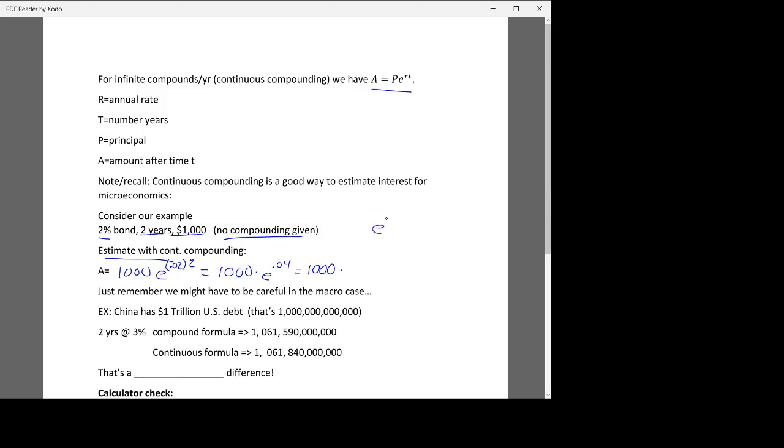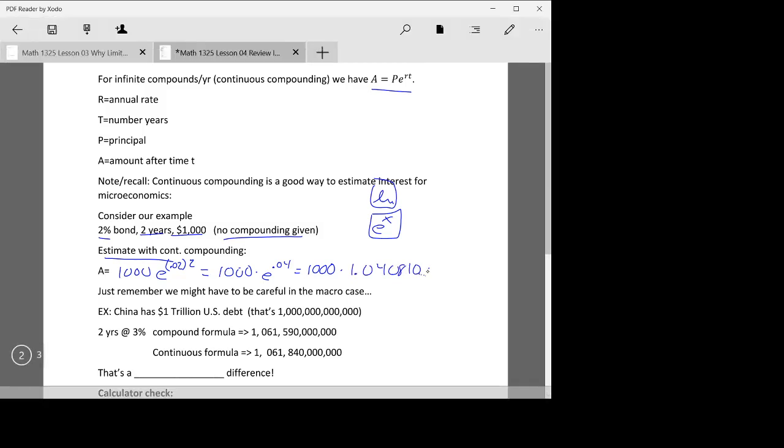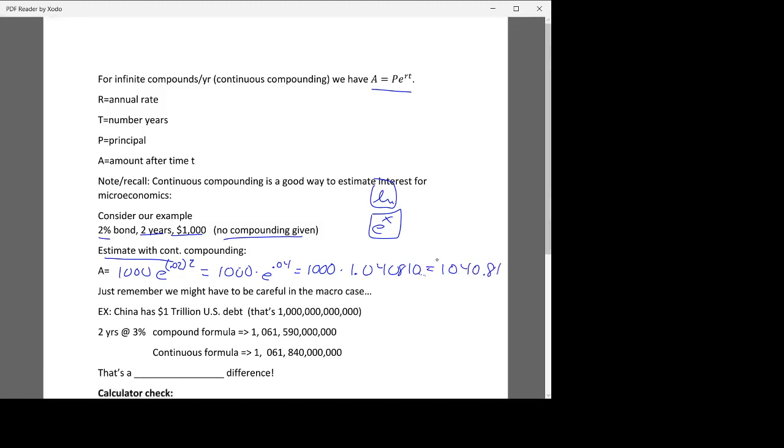On your calculator, you should have a little e to the x button. It's usually near the ln button. So e to the 0.04 is 1.04081. Oh, that's enough. So 1,000 times that gives 1040.81. So you can see that's a pretty good estimate, at least for 2 years, of our example from the compounding case from the last problem.